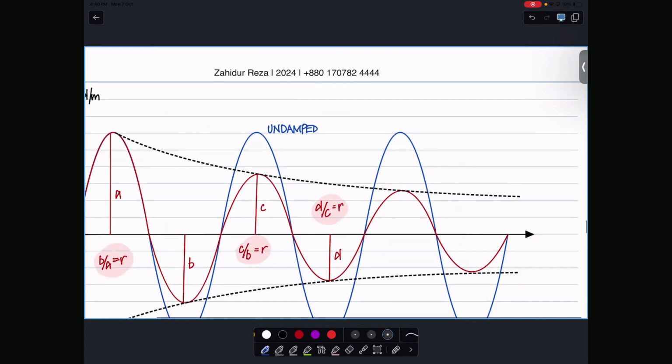So the math is, the equation for decay is this equation. We don't have this in our syllabus, but I think it's easy for you to understand. So the equation for underdamping.